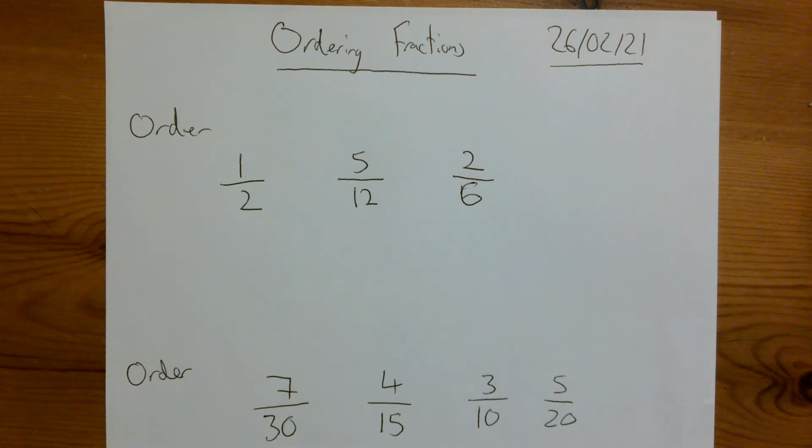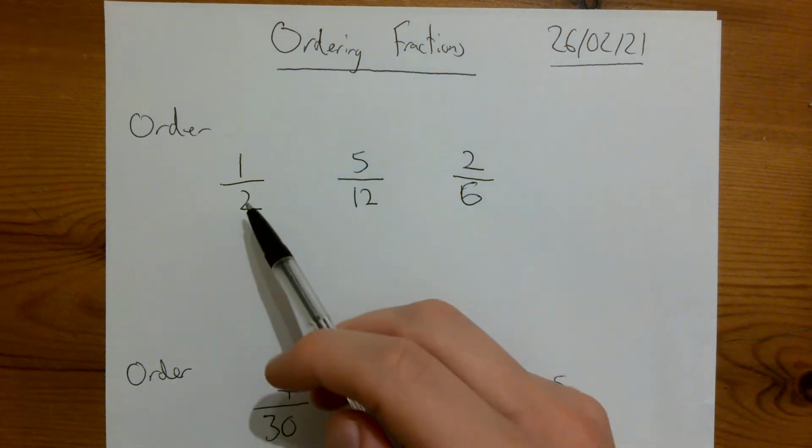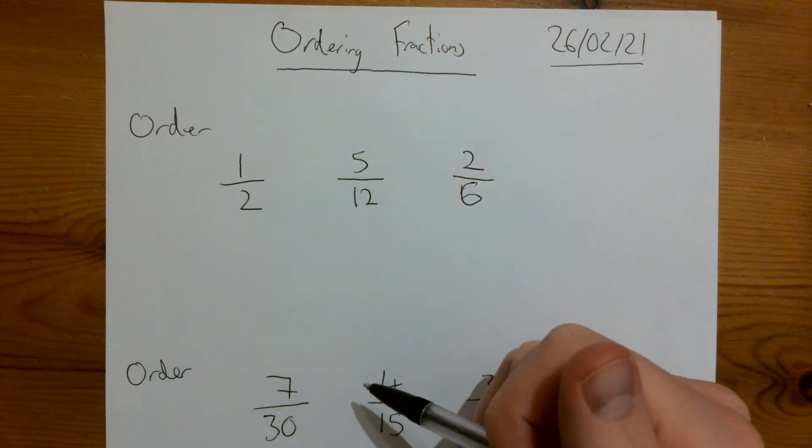So the first bit of ordering fractions is quite similar to when we're adding fractions. We can't compare the fractions while they've got different denominators. So what we have to do is change them so they've got the same denominator, and just like with adding fractions and subtracting fractions, we have to find a number that we can multiply the denominators all up to make.